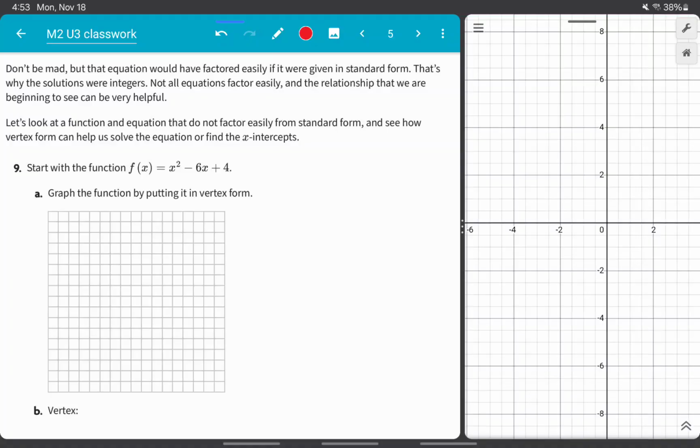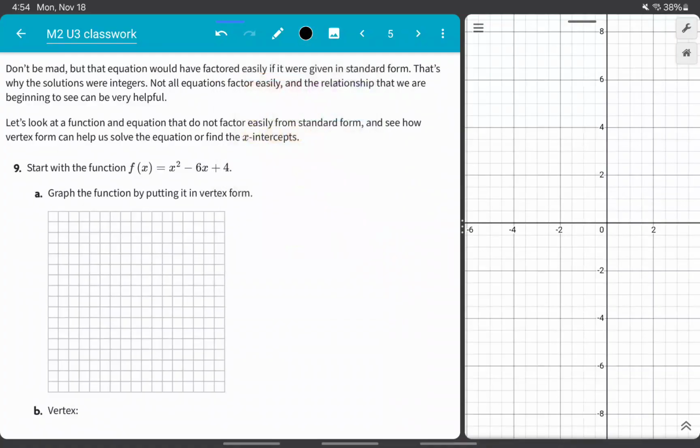Let's look at a function and equation that do not factor easily from standard form and see how vertex form can help us solve the equation or find the x-intercepts. Start with the function f of x equals x squared minus 6x plus 4. Okay, so we want to graph this function by putting it in vertex form.